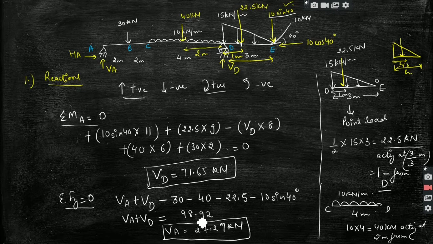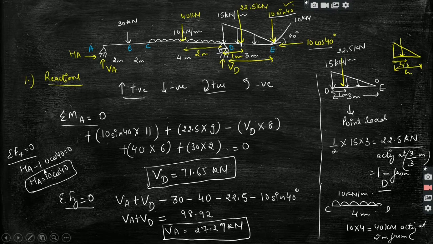Okay, so now we have calculated the reactions, and the third reaction I will solve here. Sigma Fx is equal to 0. By applying this equation, we will have HA equal to, not 0, because there is one horizontal force which is this 10 cos 40. So HA minus 10 cos 40 will be 0. So HA we will get 10 cos 40, but we won't be using this anywhere in this question.